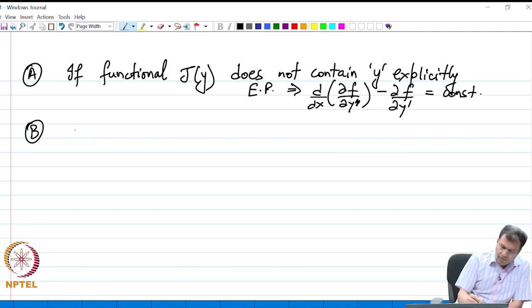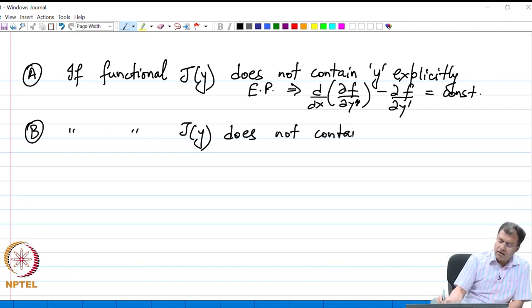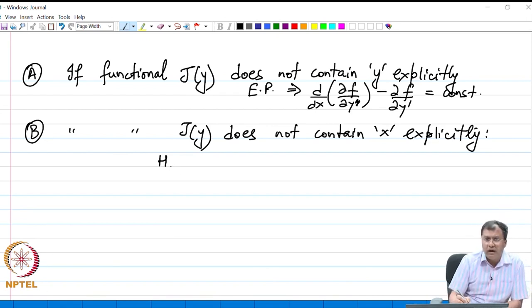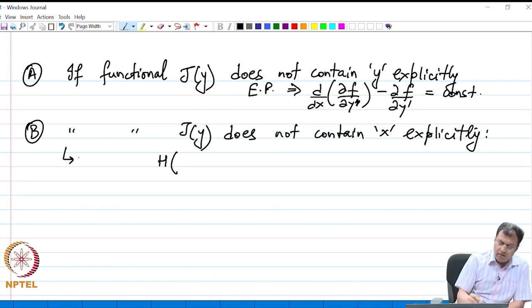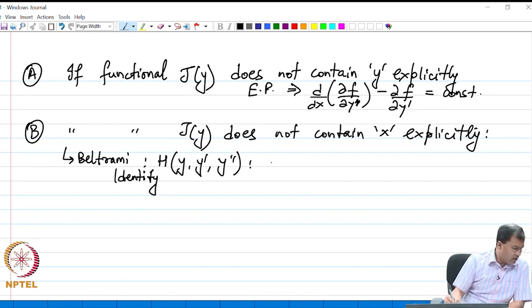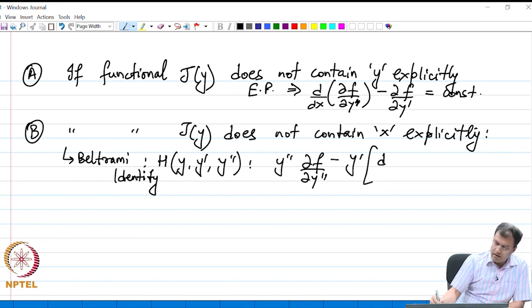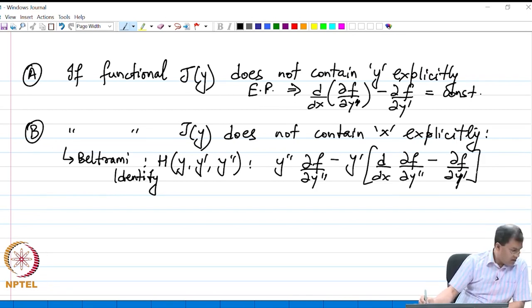The second special case is if my functional J of y does not contain x explicitly, then my Euler-Poisson equation reduces to the generalized Beltrami identity. So, in this case we have the generalized Beltrami identity to be satisfied, which is basically this following function h of y, y prime, y double prime, which is equal to y double prime del f del y double prime minus y prime times d dx of del f del y double prime minus del f del y prime minus f, right.